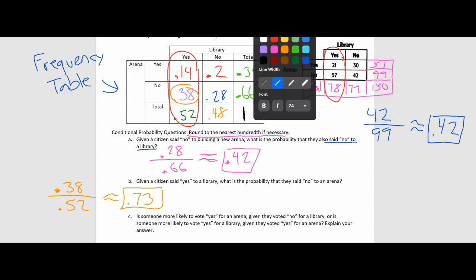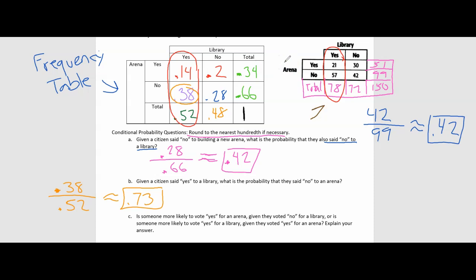We should get the same answer if we go over here to our two-way table without the frequencies. Well, we're looking for people that said no to an arena, so 57, over the total that said yes to a library, so 78. 57 divided by 78 gives us approximately 0.73. So again, it works out the same either way.